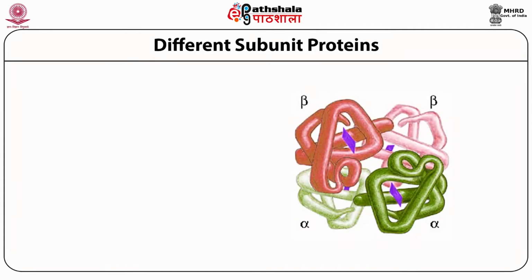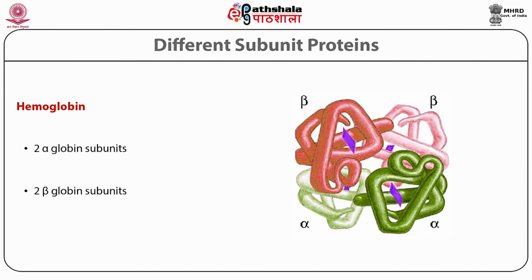Different subunits of proteins, suppose two types of beta globulins and two types of alpha globulins, interact with each other and make a complex molecule, which is hemoglobin. There are 4 subunits of protein combined together that give hemoglobin. Out of the 4, 2 are alpha globulin subunits and the other 2 are beta globulin subunits, which together give the complete protein.